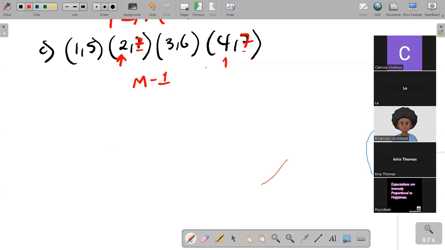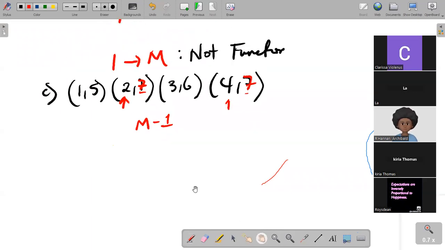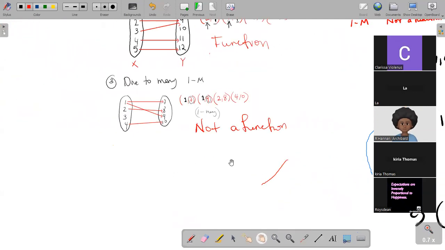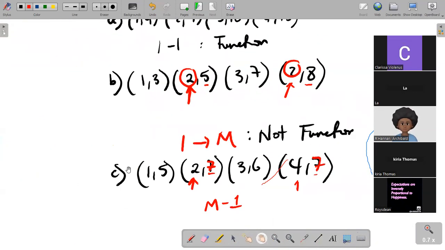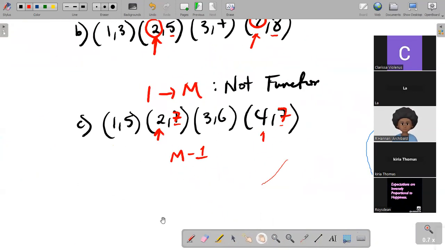Is this a function? Yes or no? You're forgetting something important. Anything to 1. That's in the rule. Anything to 1. Once it goes to 1, it is a function, right or wrong? So because this is many to 1, that means it is a function. Is everybody starting to feel a little clearer and understanding what you should be looking for now?